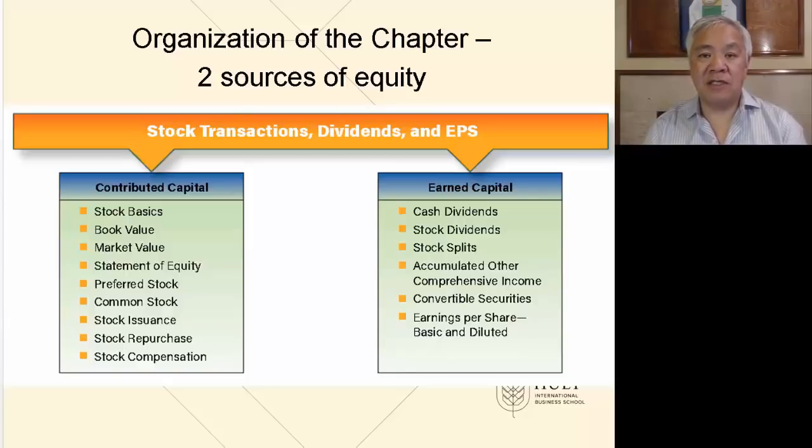Then AOCI, which is kind of a back door into the balance sheet, and we'll talk about what I mean by the back door. Convertible securities, these are where you can change from one type of security to another. Most commonly, it would be convertible bonds to common equity or preferred stock to common equity. And finally, earnings per share.